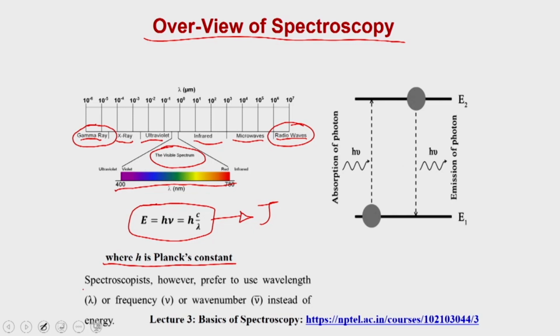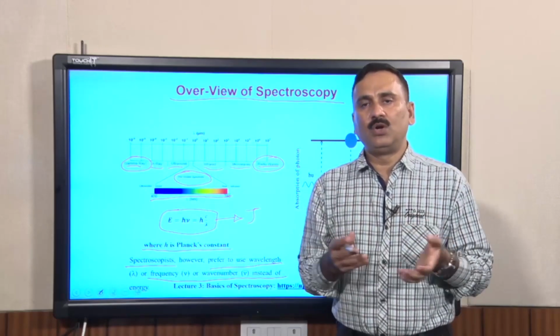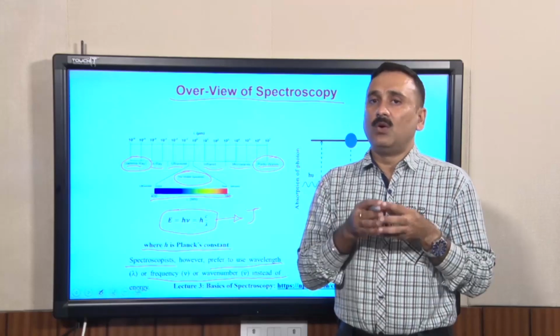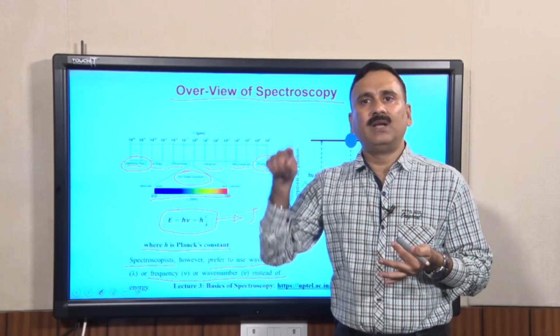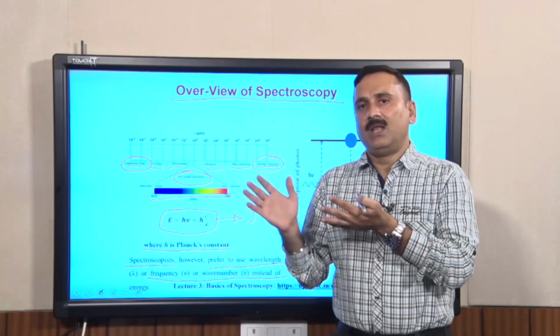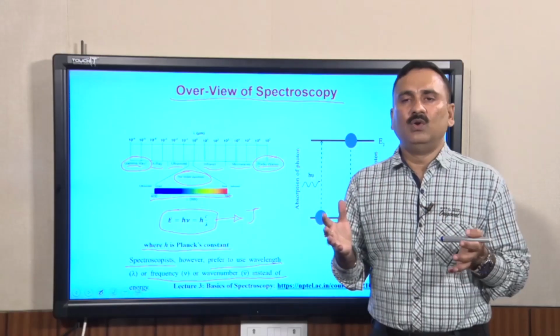So, spectroscopists, those who study the interaction of electromagnetic radiation with matter, prefer to use the wavelength, the frequency or the wave number instead of the energy, which means they are not going to give you conclusions in terms of joules, electron volts or any other parameters. They are only going to give you the analysis in terms of wavelength: this wavelength of light is interacting with your matter, and so this could be the nature of this particular matter. So, this is just an overview of spectroscopy.